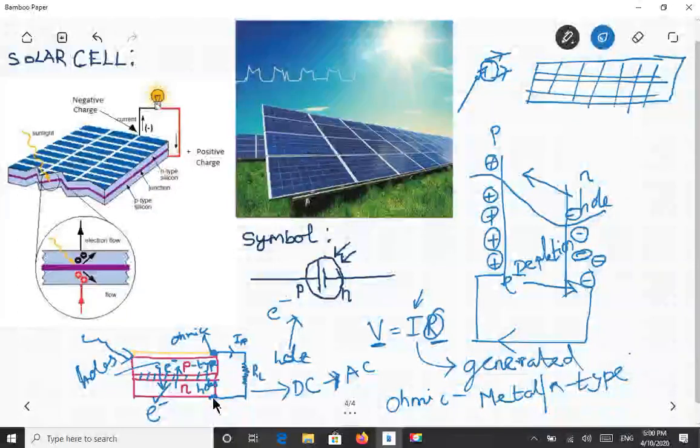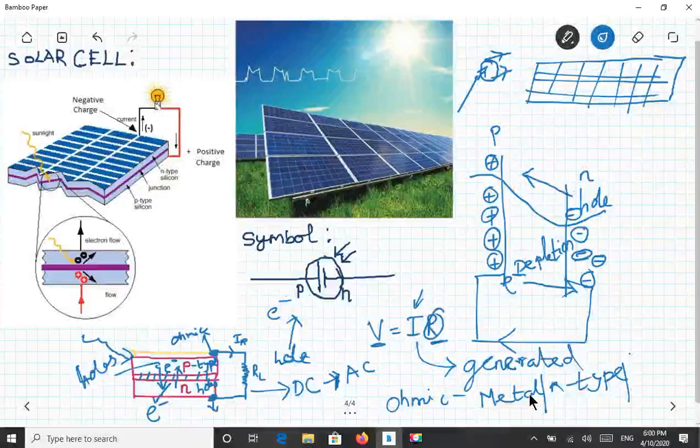So here you can see the ohmic contact here also. This is also an ohmic contact. This is a metal piece. So metal has been welded with the P-type semiconductor, and here the N-type semiconductor has been welded. So it forms the ohmic contact. The metal-semiconductor junction is known as an ohmic contact.